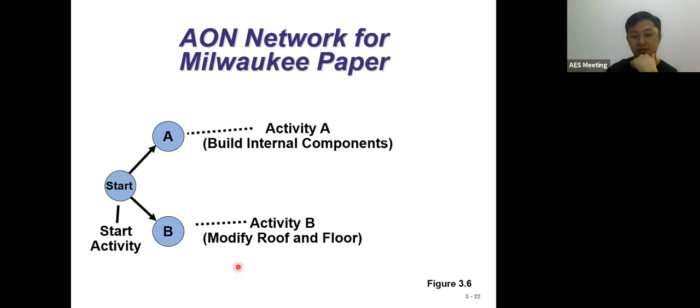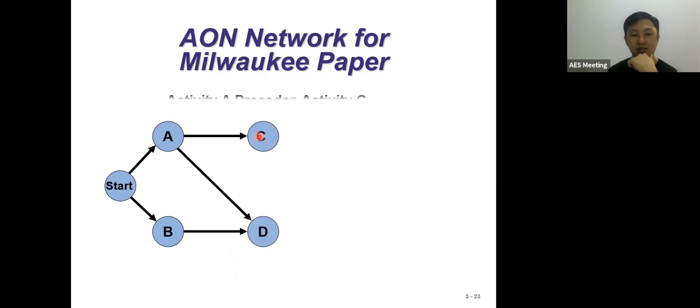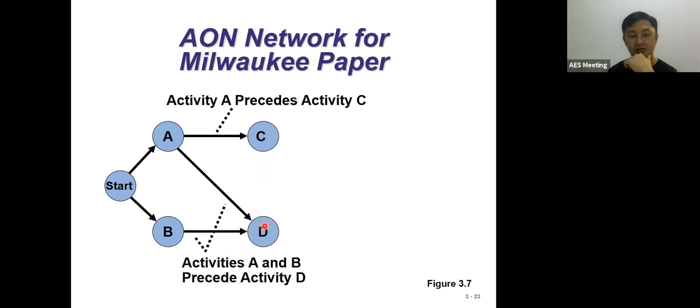Once we have this here, then the following parts, we have C and D, you can see that, right? So activity A precedes activity C. Activity A and B precede the activity D. Meaning to say that A and B should complete, only then we can continue D. So that is what this precedes means here.